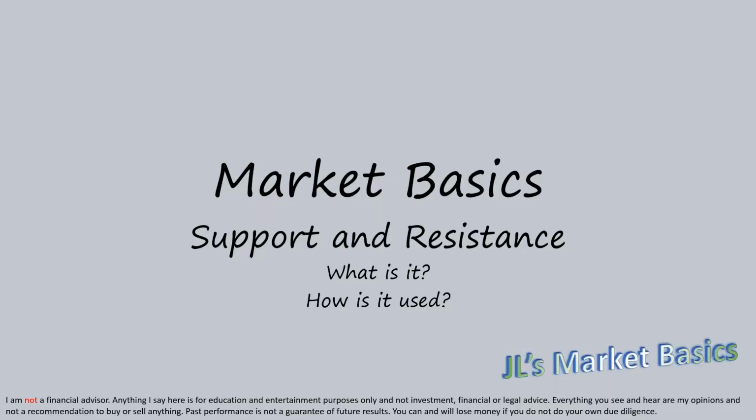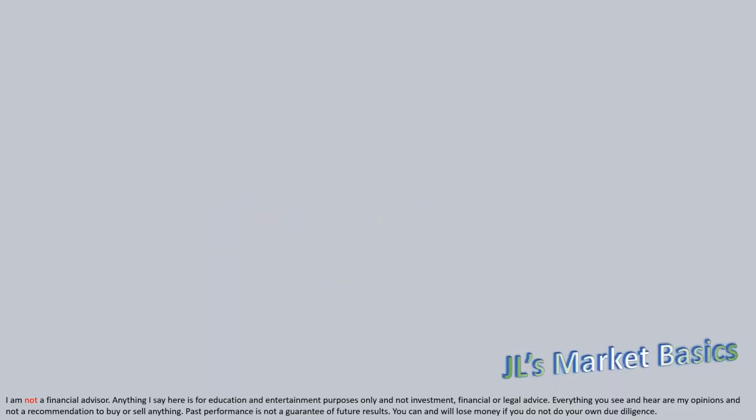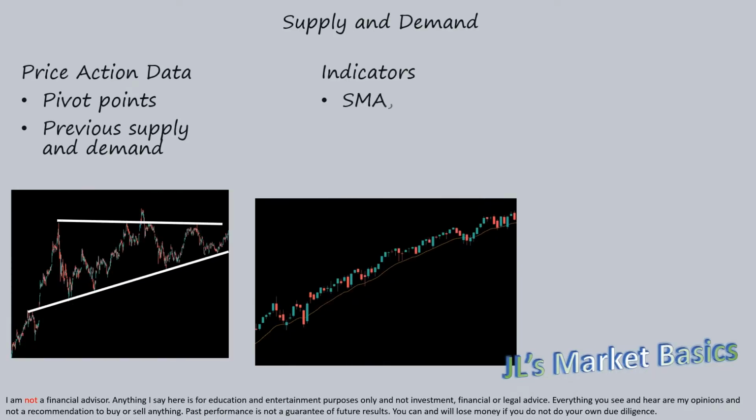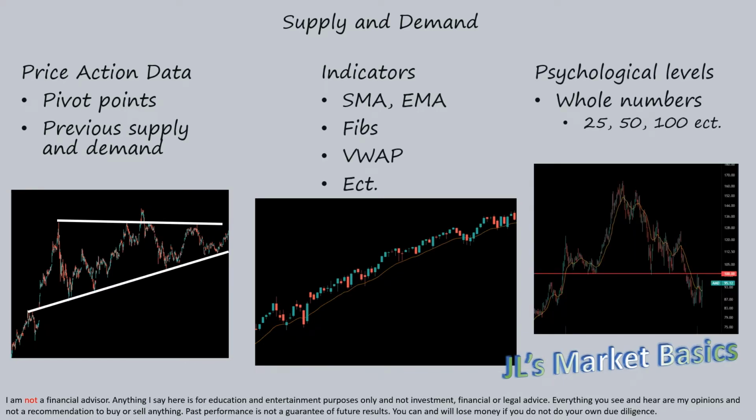Support and resistance. What is it and how is it used? Support and resistance levels and zones are locations on a chart where excess supply or demand can be found based on historical price action data, convergence with indicators, or psychological levels. These levels could be used to identify a reversal of a trend and potential entry and exit points.